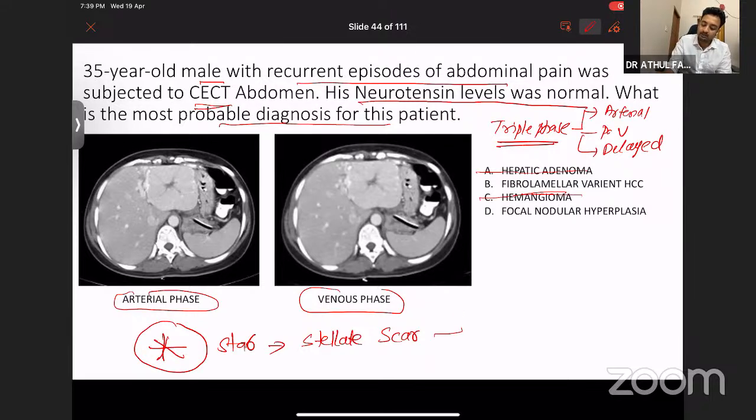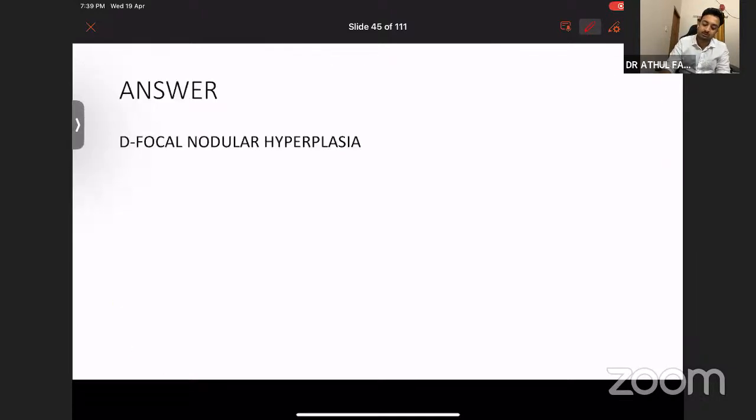So the thing is, central stellate scar will be seen either in FNH, that is focal nodular hyperplasia, or in fibrolamellar variant of HCC. So you should know how you should differentiate between focal nodular hyperplasia and fibrolamellar variant of carcinoma. So here it is very easy because neurotensin level of this patient is normal. So you can remove the option of fibrolamellar variant. So this is focal nodular hyperplasia.